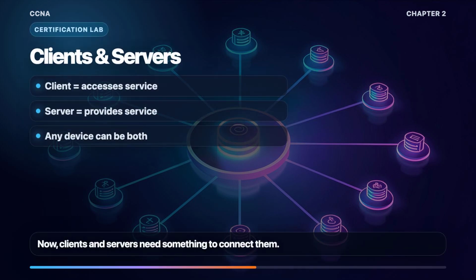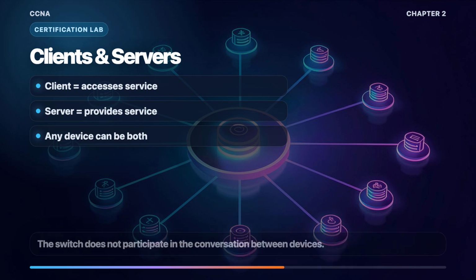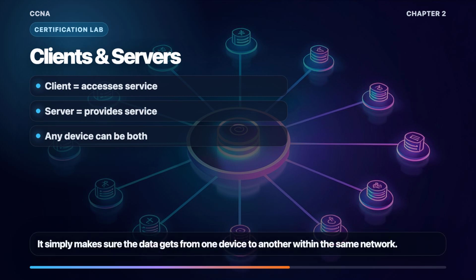Now, clients and servers need something to connect them. Enter the switch. The switch connects devices within a single LAN. Every PC, printer, security camera, and server in an office connects to a switch. Switches typically have 24 to 48 ports. Physical connectors where you plug in cables. The switch does not participate in the conversation between devices. It simply makes sure the data gets from one device to another within the same network.